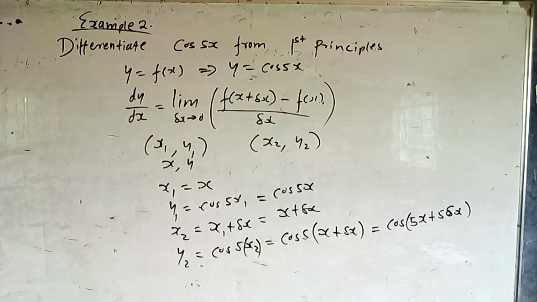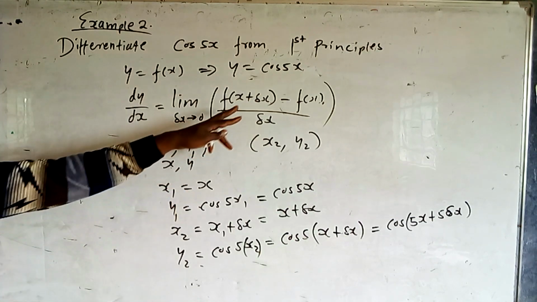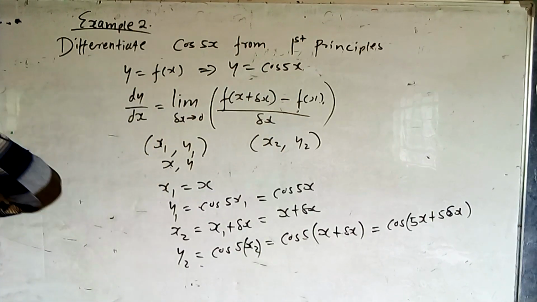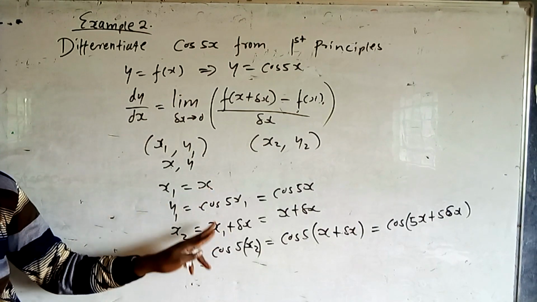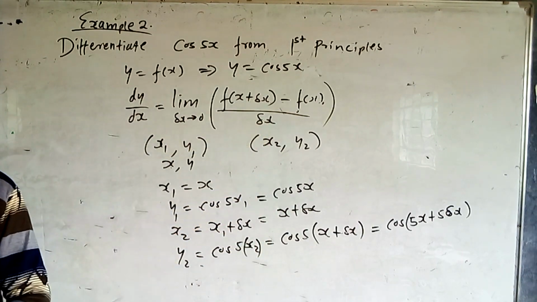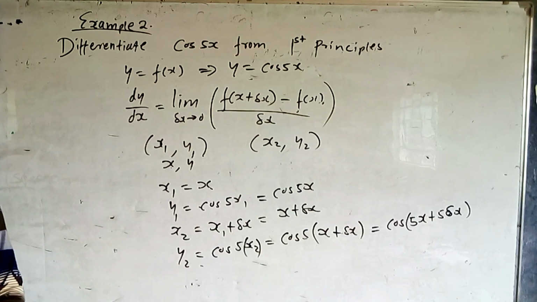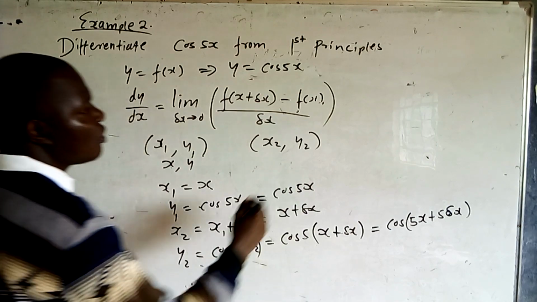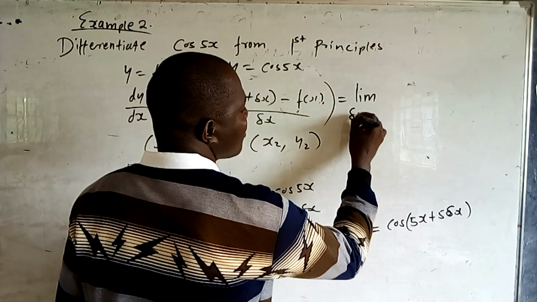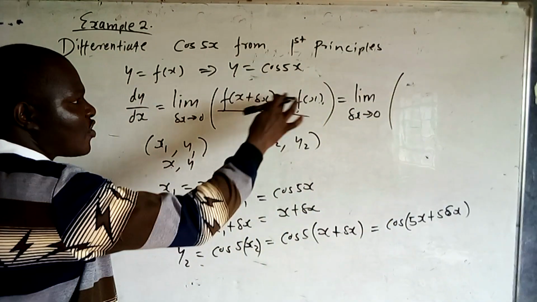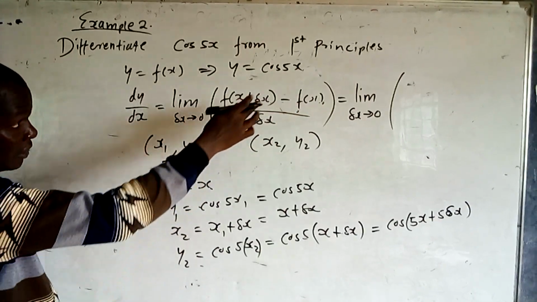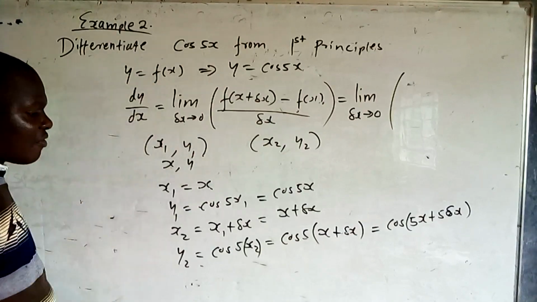After getting all these points, you go back to your derivative and substitute them. Gradient is y2 minus y1 over x2 minus x1. You can see x2 minus x1 is this minus this, which will remain with change in x. So this is equal to the limit as change in x tends to 0 of y2 minus y1, where y1 is f of x1, the same as f of x.